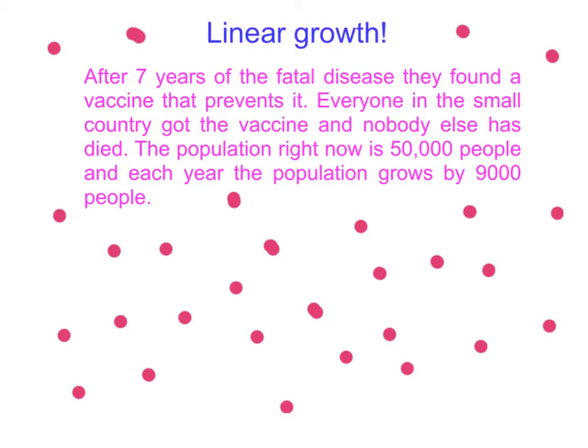This is a linear growth problem. It says after 7 years of fatal disease, they found a vaccine that prevents it. Everyone in the small country got the vaccine and nobody else has died. The population right now is 50,000 people, and each year the population grows by 9,000 people.